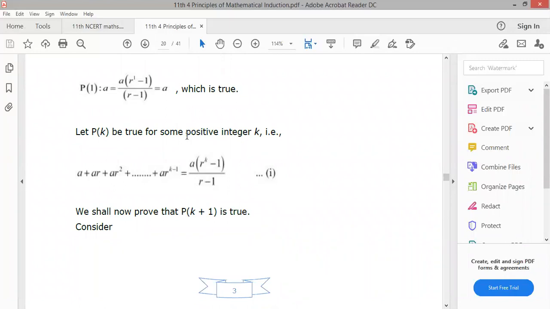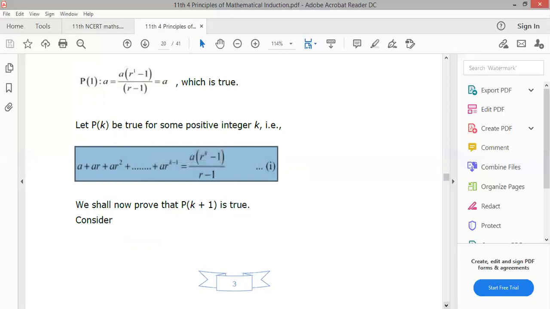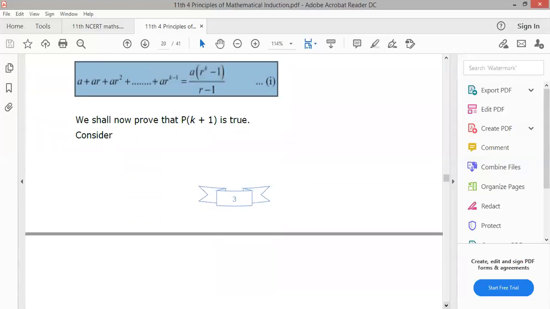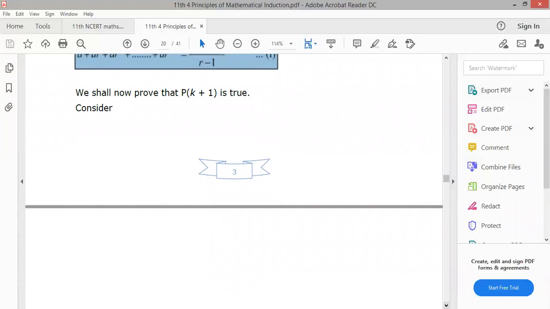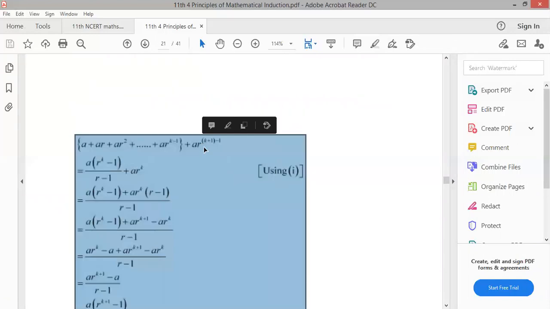For that, we'll make an assumption. So the assumption here is that the result is true for n equal to k. And for n equal to k, here it is like this. We will prove this result for n equal to k plus 1. So for that, we will go one step ahead. You see here, we have a step here, that is k plus 1th stage.